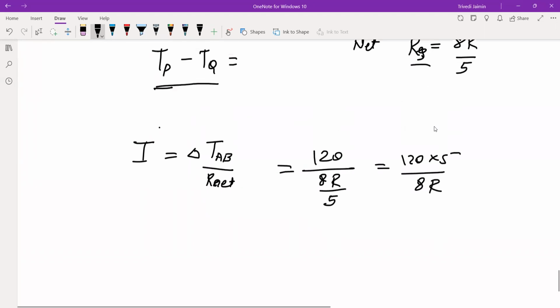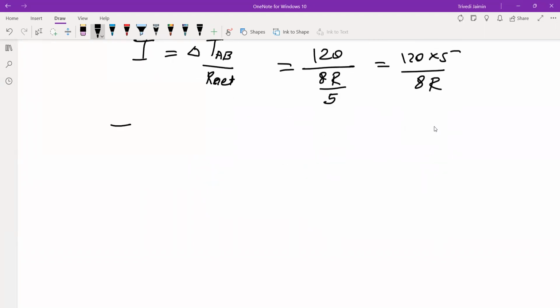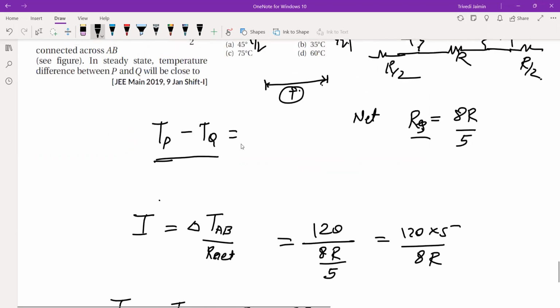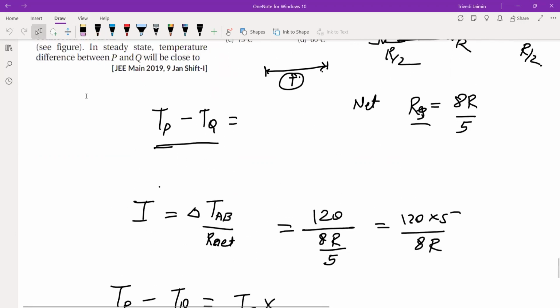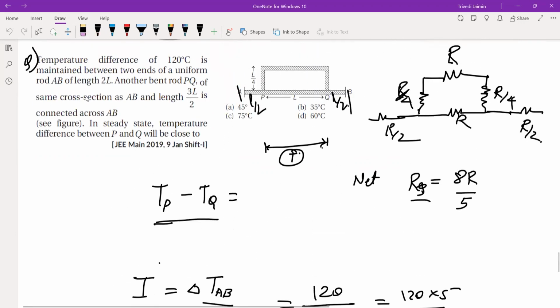Now let's go with TP minus TQ, which is equals to I into that net resistance 3R. No, sorry, 8R. No, wait. Here, this is TP minus TQ. Current will be same, fine, but we need to find for P and Q. So P and Q was, how much it was?